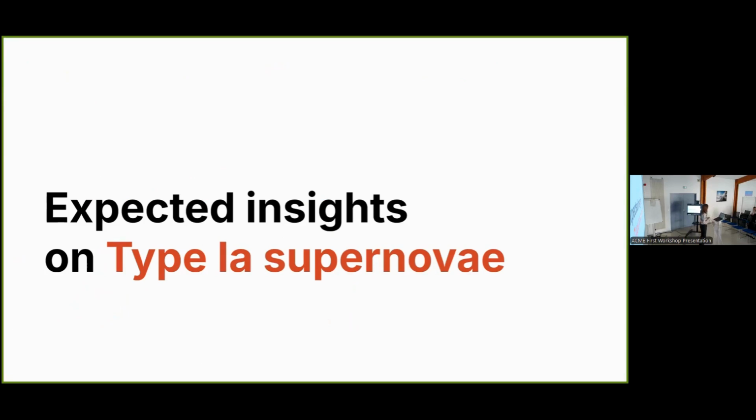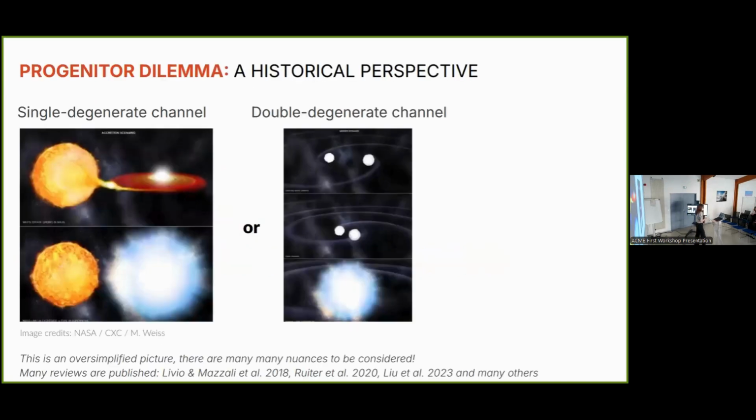For this, I wanted to use the example of type Ia supernovae. These are explosions of white dwarf stars that are amongst the brightest supernovae or transients that we know in the universe. We know that this should be a white dwarf, but since white dwarfs do not explode on their own, we believe that there should be a companion that makes the white dwarf explode. And the dilemma in the field that has lasted for decades is what is the progenitor, what is the companion of the white dwarf?